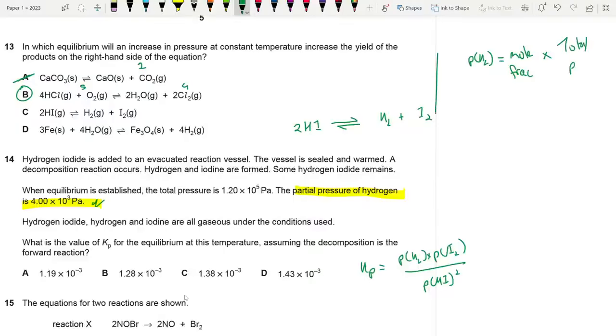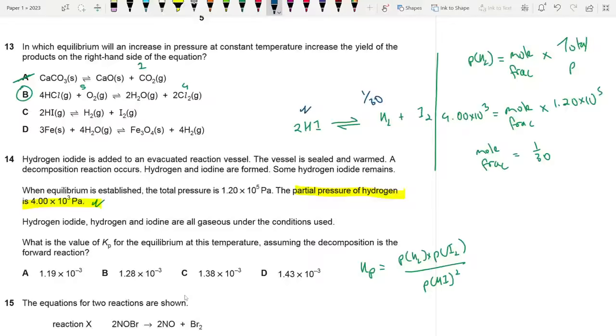So we can write that, 4 times 10 to the power 3 is equal to the mole fraction of hydrogen times the total pressure, which is 1.20 into 10 to the power 5. I don't think we needed to do this, but I'm still showing you 10 to the power 3 divided by 1.2 into 10 to the power 5. So the mole fraction of hydrogen is in fact 1 by 30. No, I think we needed to do this. Okay, so if HI decomposes, it will form equal moles of H and iodine.